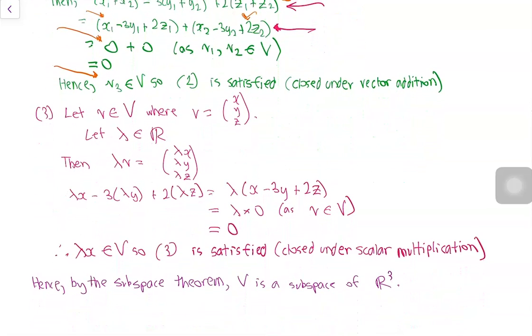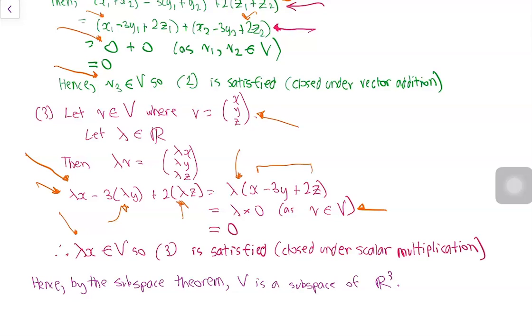So we have lambda x minus 3 lambda y plus 2 lambda z, and we can factor out the lambda, and we get lambda times x minus 3y plus 2z. But since lowercase v is inside capital V, we know x minus 3y plus 2z must be 0. So we have lambda times 0, and lambda times 0 is 0, which means this expression is equal to 0, and therefore lambda v is also inside capital V.